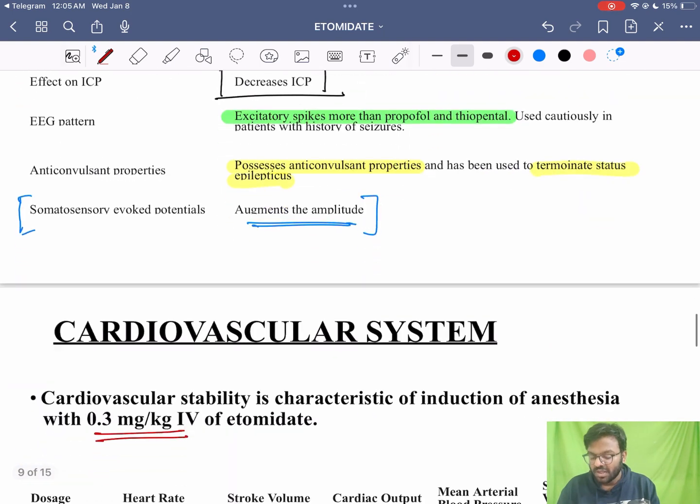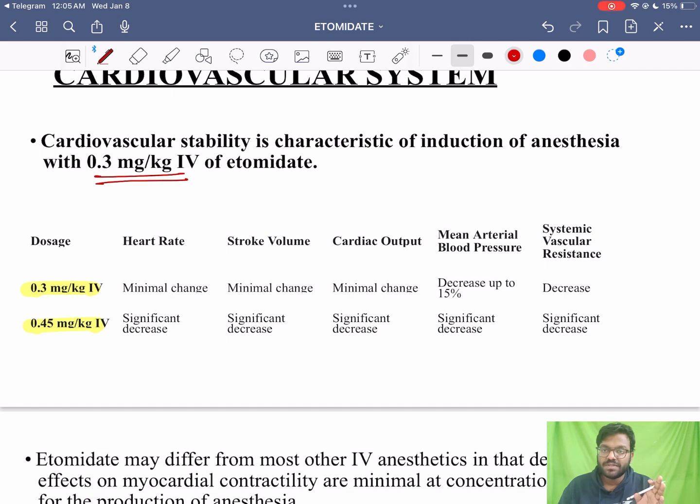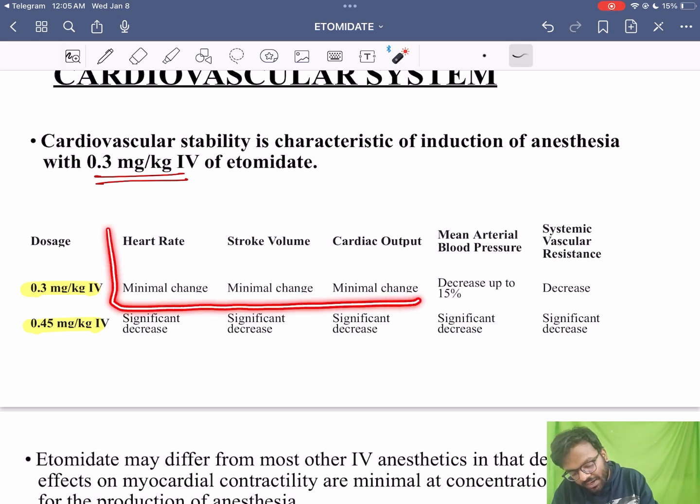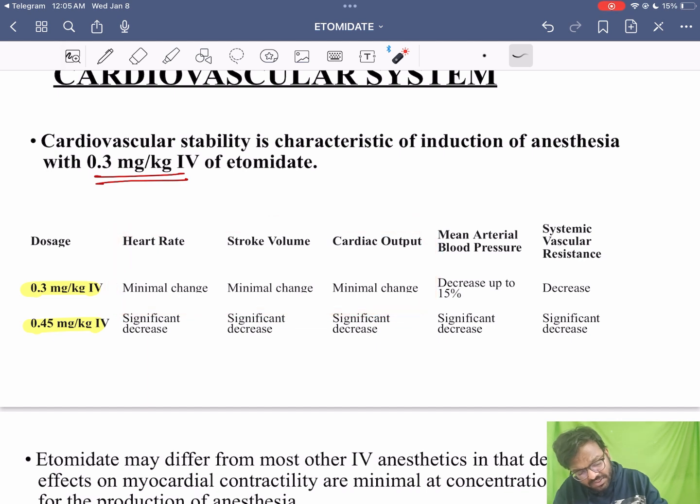We have taken two separate doses, 0.3 mg per kg IV and 0.45 mg per kg IV. When you give a patient 0.3 mg per kg IV, you can see that the heart rate, stroke volume and cardiac output had a minimal change. It was extremely cardiac stable. The systemic vascular resistance decreased definitely, but not significantly, and the mean arterial blood pressure also decreased, but only up to 15%. So even these changes were not very significant.